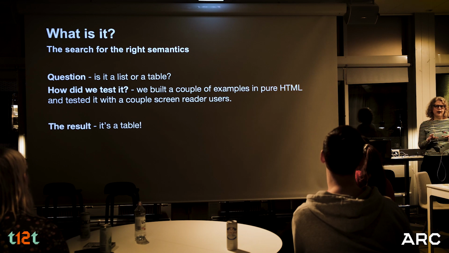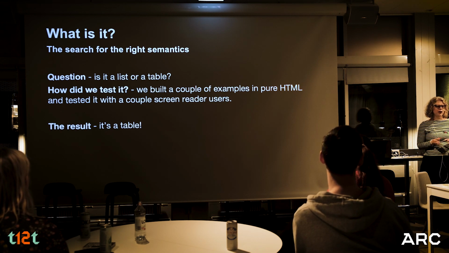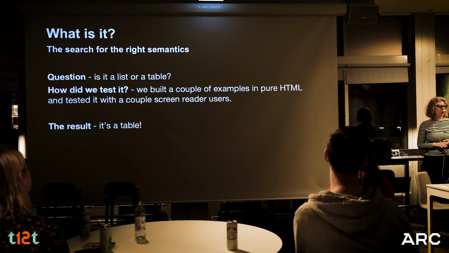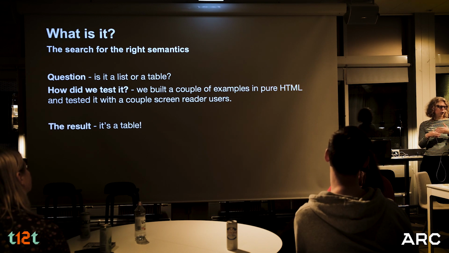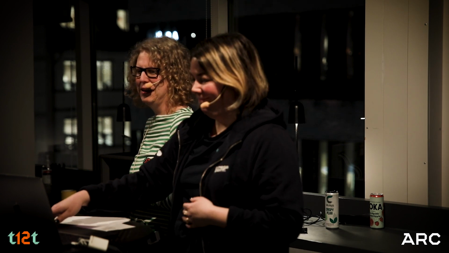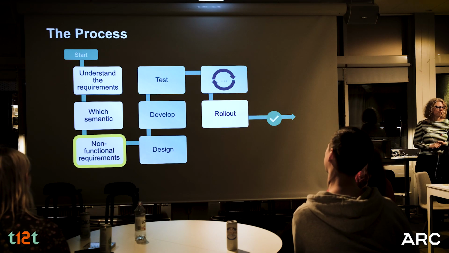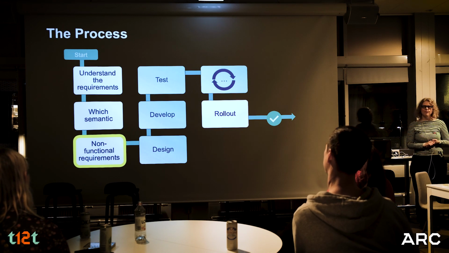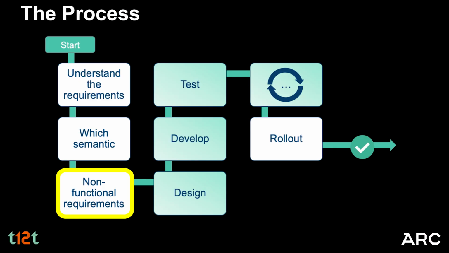For most of the use cases, the semantic made most sense with a table, with the functionality of being able to expand a row to reveal more information. So semantically, we chose it's a table. Exactly. And this slide is now showing the visualization of the process again, where the third step, non-functional requirements, is highlighted. So where are we now in the process?